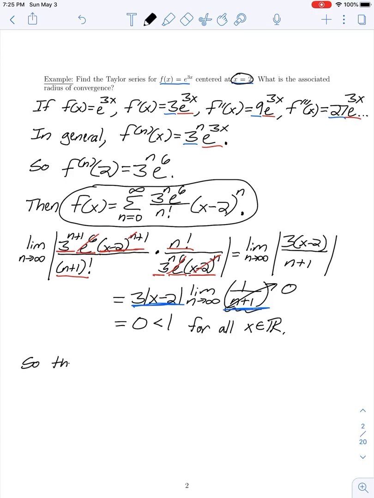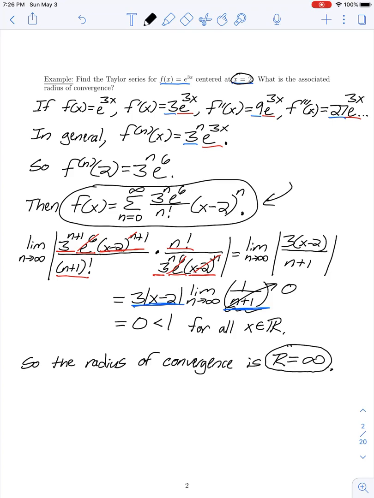So we can say here that the radius of convergence is given by r equals infinity. That is, this power series converges for every value of x. Or in other words, no matter what value of x we choose, we can represent e to the 3x in terms of the power series that we found above.